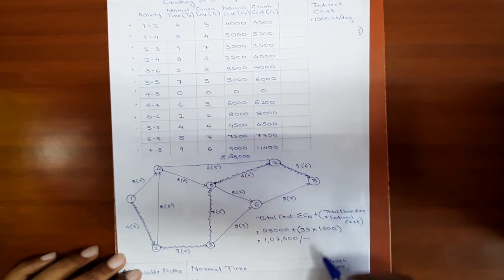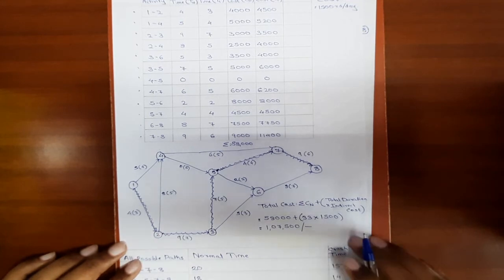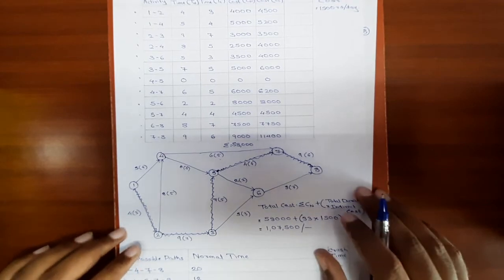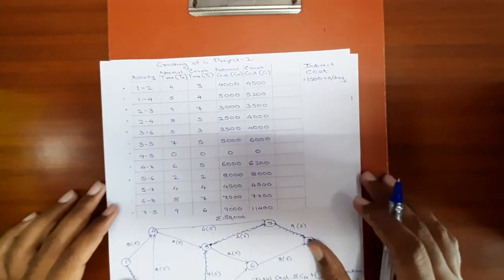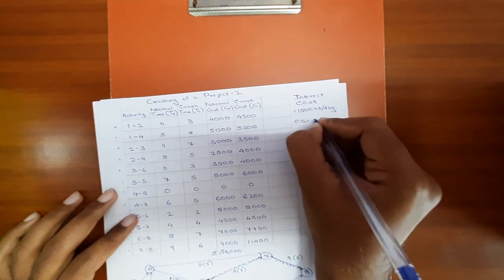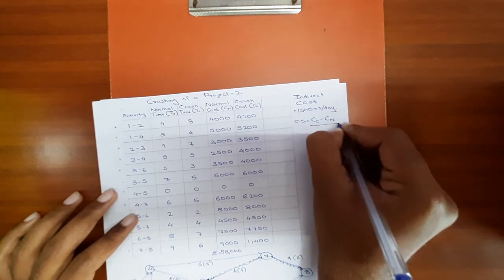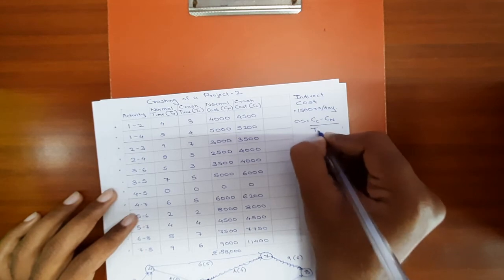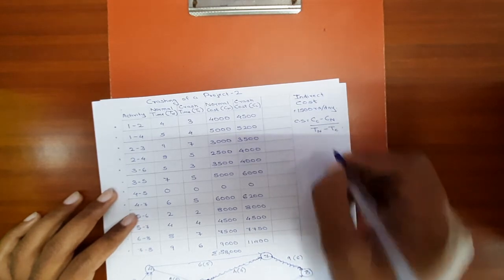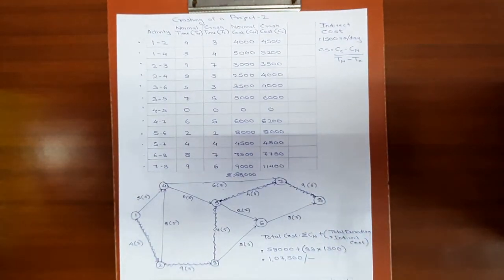We have the network diagram, we have the total cost, we have all the possible paths and the critical path. Now we need to calculate the cost slope of all the activities. The cost slope is calculated by using the formula: cost slope equals crash cost minus normal cost divided by normal time minus crash time. By using this formula, we will be calculating the cost slope of all the activities.